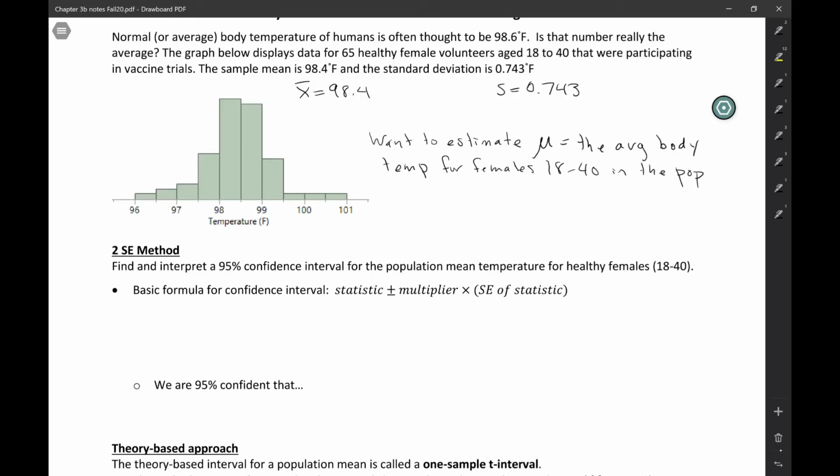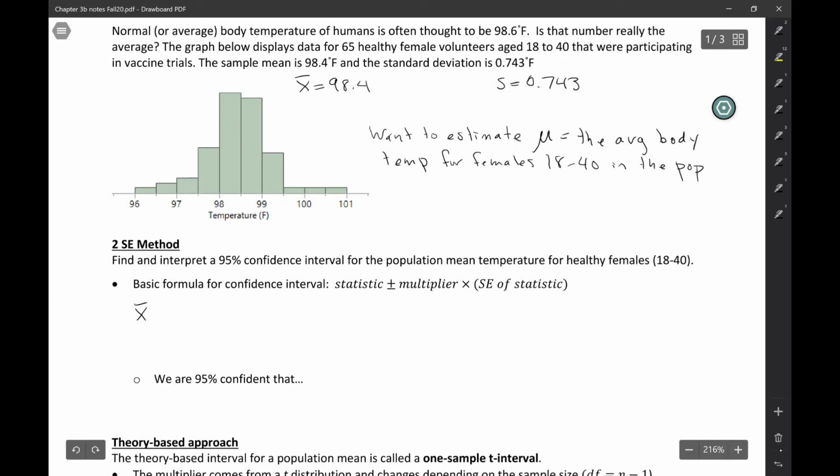Working with categorical data, we learned the 2SE method, and the same basic formula also applies for quantitative data. We're just plugging in different values. So let's start off with the statistic. We've got our sample statistic, which is x bar, or the sample mean, plus or minus the multiplier. Since this is a 2SE interval, for now we're just going to use 2 as our multiplier. And we want the standard error of our sample statistic x bar, and the formula for that is s over the square root of n.